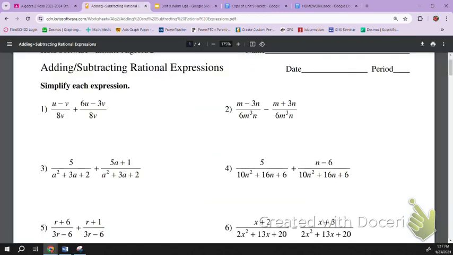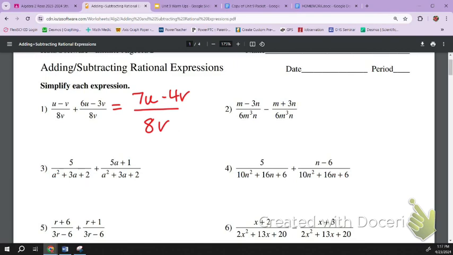Let's look at number 1. When you look at number 1, we're adding. And the first question is, do I have a common denominator? We do. So that means we can just add the top. So how many u's will I have? 7 u's. And I have a negative v and a minus 3v. So how many v's will I have? Negative 4v. And that's it.